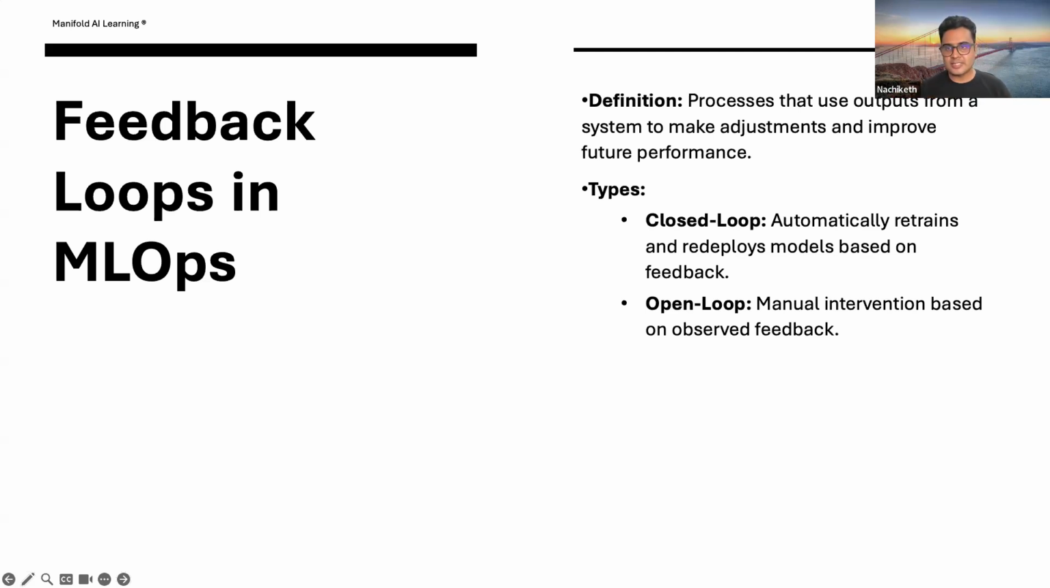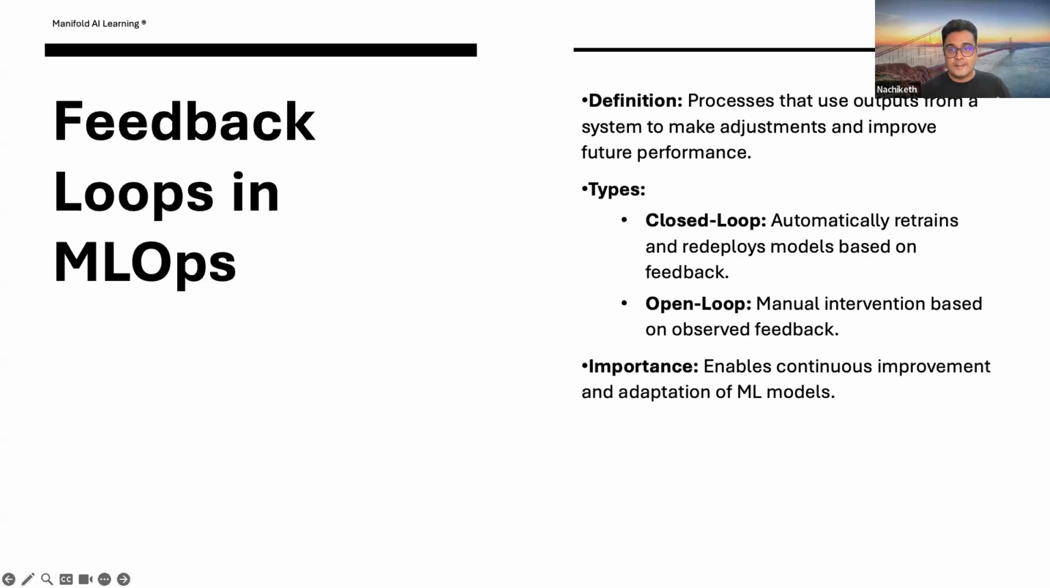And there can be an open loop as well. Open loop is a scenario where we have not defined the automation, but we want to be notified so that the business and the data science team can take action. This is a scenario where we require manual intervention. That's called an open loop. With these kinds of loops in place, especially in our MLOps project, this is going to enable continuous improvement and, more importantly, the adaptation of our machine learning models.